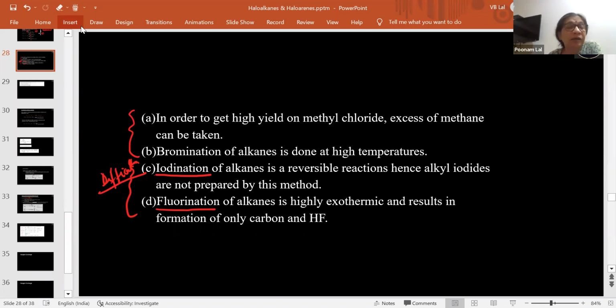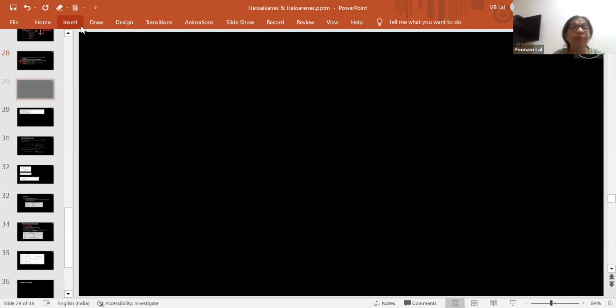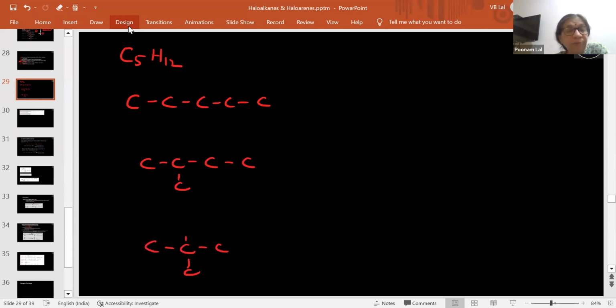Now, there are more things which we need to learn here. Supposing I have an alkane like this, C5H12. There can be different isomers of C5H12. I can write 3 isomers of pentane: n-pentane, isopentane, neopentane.